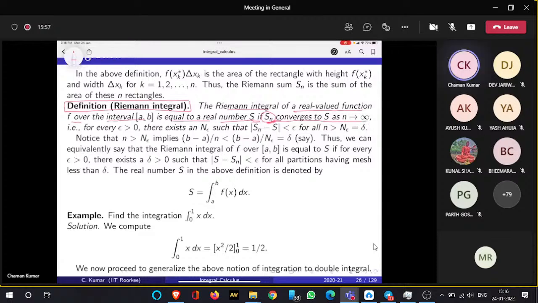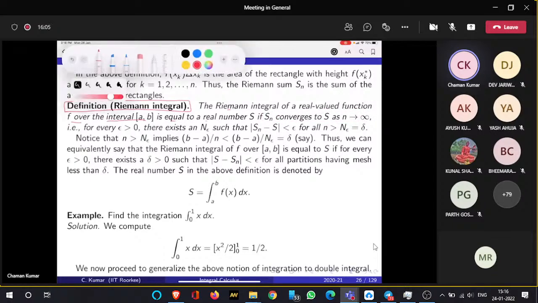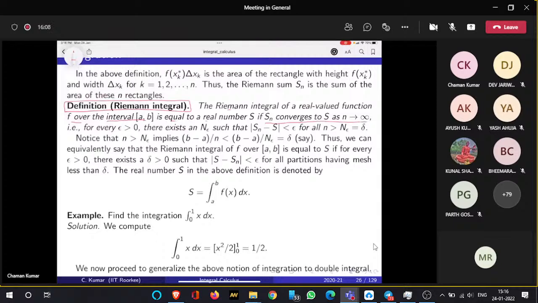Now the question is, what do we mean by Sn converges to S when n goes to infinity? What is the meaning of this? The meaning is explained here. For every epsilon positive, there exists n epsilon such that the distance between Sn and S is less than epsilon for all n greater than n epsilon, and you can call this n epsilon as delta.